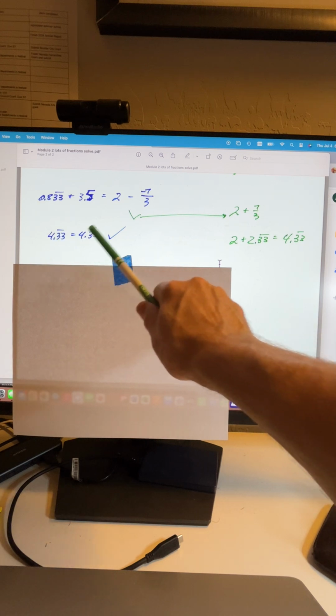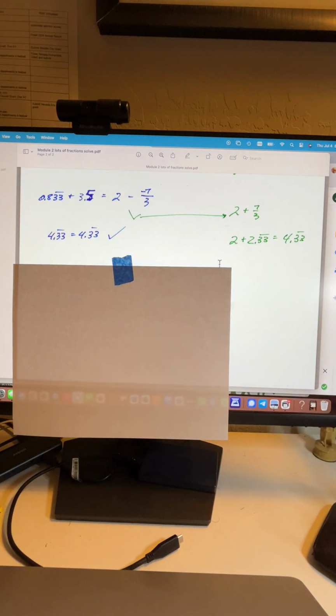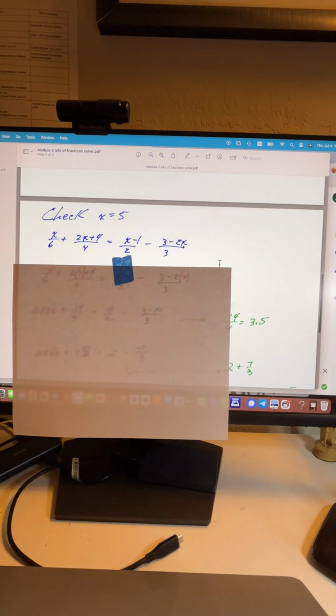So look, it checks. What this means is because the left number and the right number are the same, that means our answer of 5 was correct. So that is a doozy of a problem.